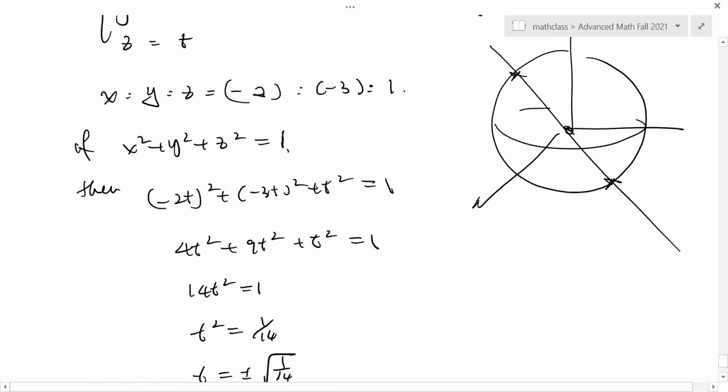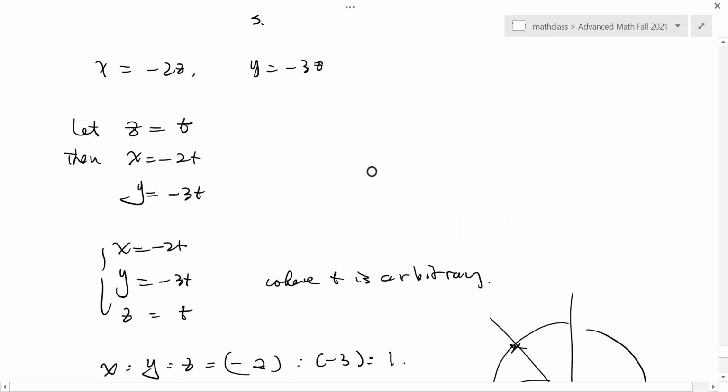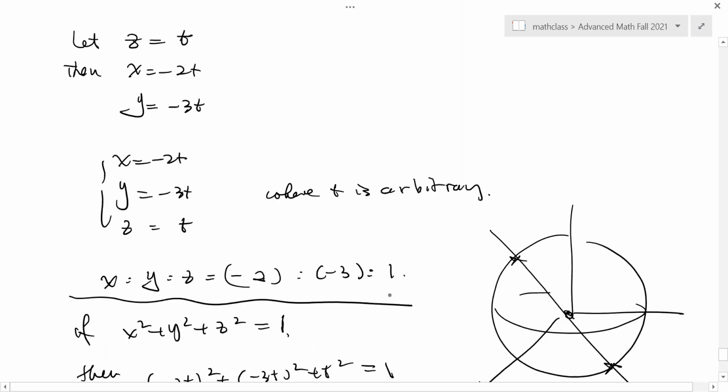Anyway, we just needed to learn up to this point: find the ratio x over y, or y over z, or z over x, if we are only given two equations in x, y, z. All right, so let's stop here, and I wish you a good weekend.